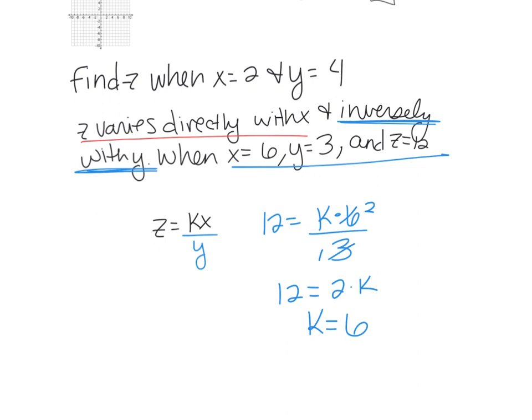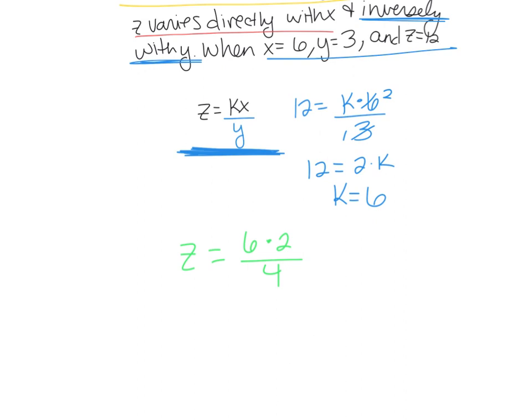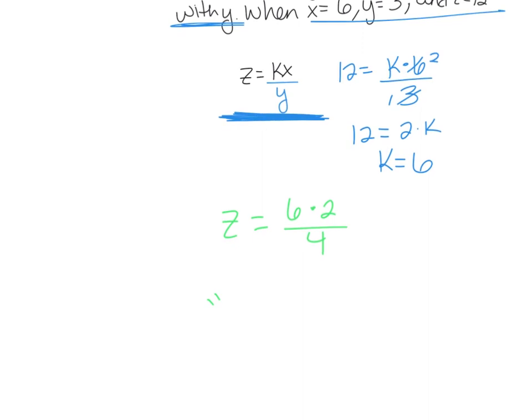Good. So now they want us to find z when x equals 2 and y equals 4. So we know our k, we know x and y, we just have to plug it all in to find out what the z is. And you're plugging it back into the same joint and inverse formula. So z equals our k, 6, times x, which is 2, over 4. Hey, this actually works out to be a whole number. I did a good job making it up. So z equals, that would be 12 over 4, so z equals 3. And that is your answer.